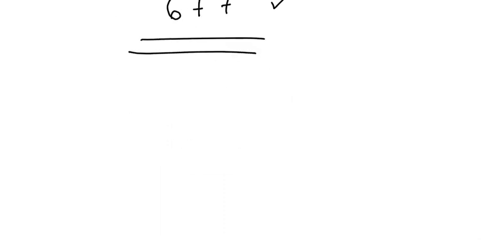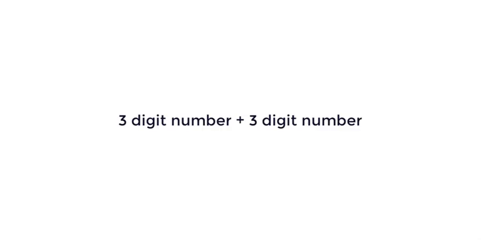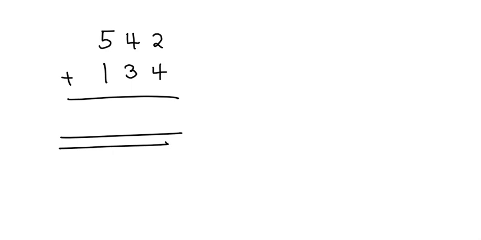Let's now move on and look at a scenario where we are adding a 3-digit number to a 3-digit number. So let's assume we are given 542 plus 134. Again, start with the ones, 2 plus 4, 6. Then you go to the tens, 4 plus 3, 7. Then you go to the hundreds, 5 plus 1, 6. We get that our answer is 676.